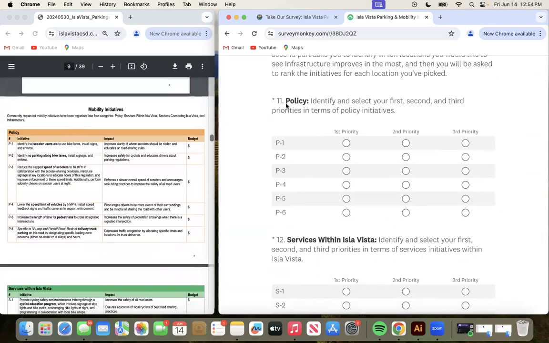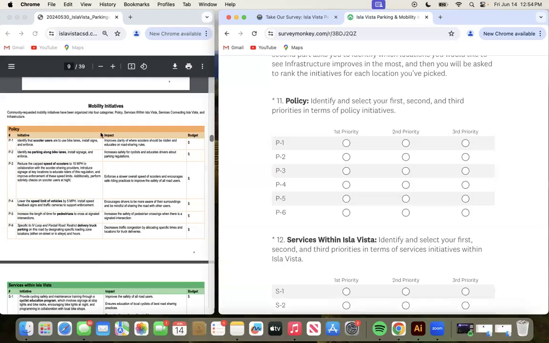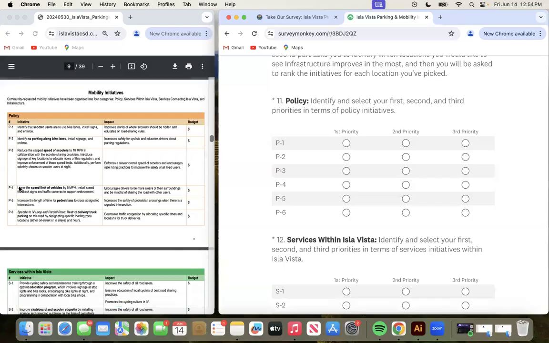So for example, for question number 11, let's pretend that I am someone who really likes to bike a lot in Isla Vista. And I've noticed that a lot of the times there might be delivery trucks or people walking or cars parked in the bike lanes. So if I was that person and I thought that was really important, I might want to put P2 as my first priority of all of these policies.